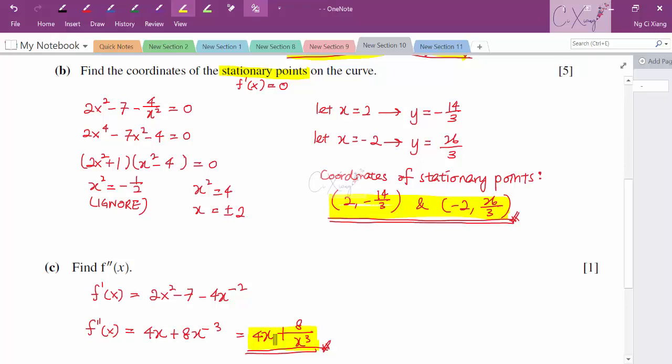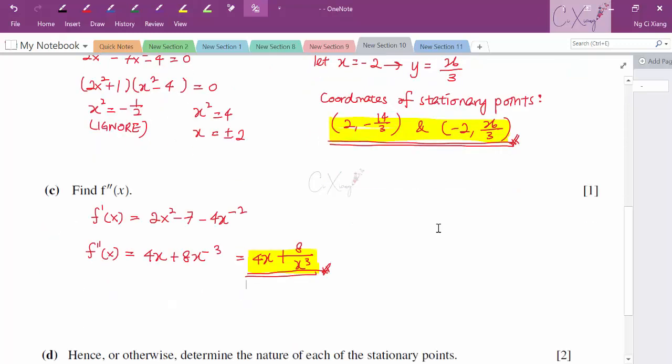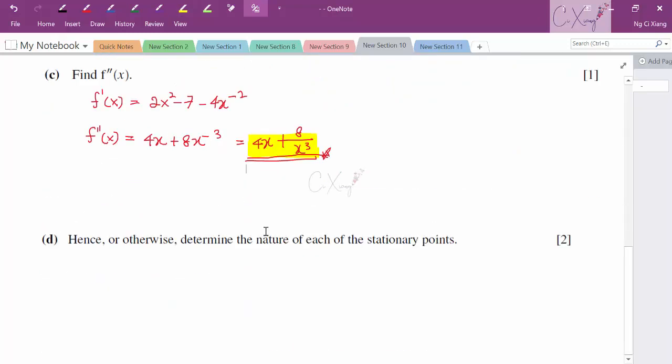Okay, alright, then now we continue to part D. For part D, they want us to determine the nature of each of the stationary points. Just now we got the coordinates of the two stationary points, where the first point is 2 and then negative 14 over 3.